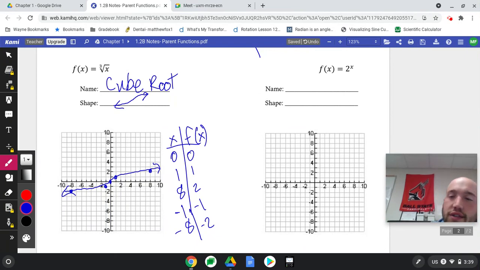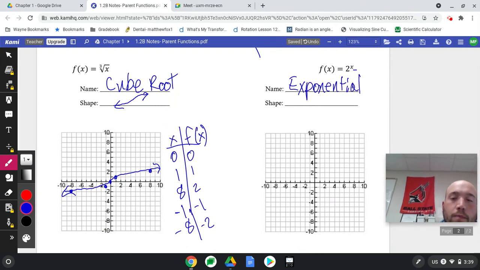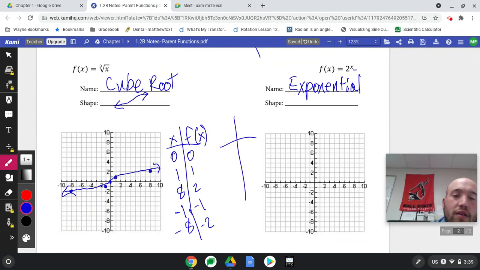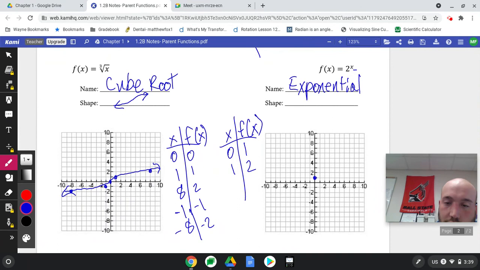Our last one, you'll notice the x is in the exponent. This is going to be an exponential function. Now, for this one, if we plug in a 0, anything raised to the 0 power is 1. So that's different. It's not 0, 0 where it's starting. If we plug in a 1, 2 to the first is 2. 2 to the second is 4. 2 to the third is 8.